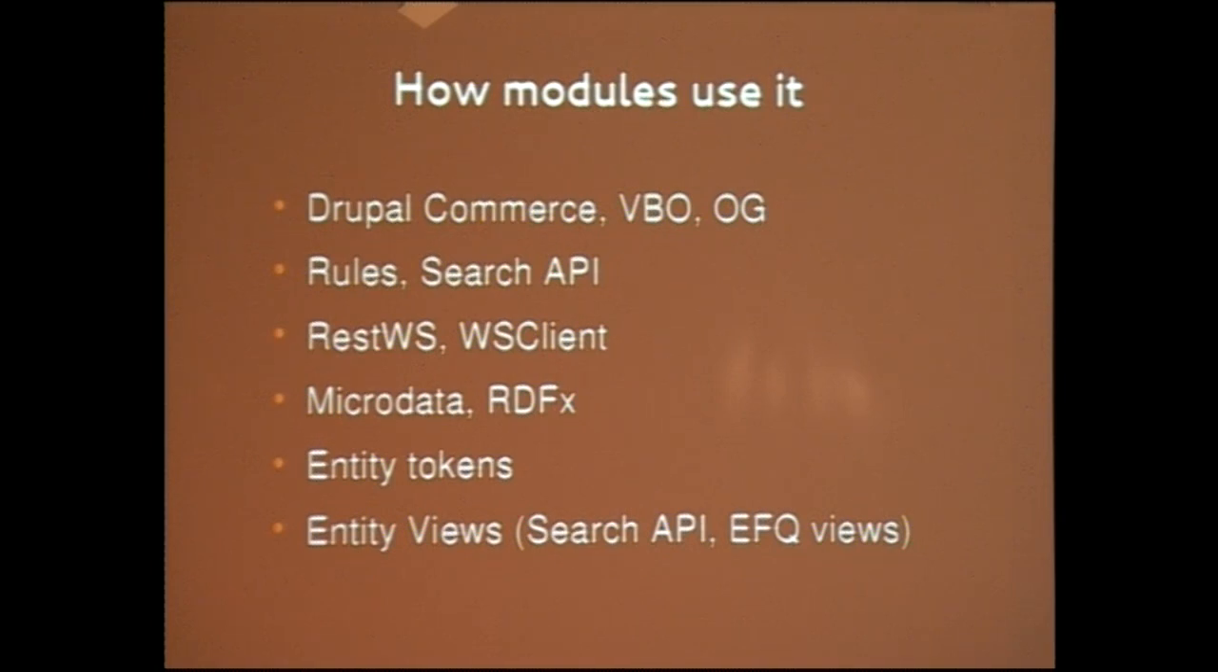Then Microdata and the RDFx modules make use of the property information to put the RDF mappings in there and to annotate whether they should take care of that property or not. Then there is an entity tokens module, which is part of the entity API module, which completely builds up on the wrappers and the property information to generate tokens for all the properties. That means once you have the property registered for your entity type, you automatically will get a token for it, and you don't have to write the token integration yourself.